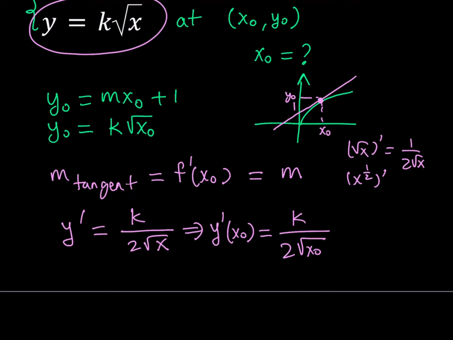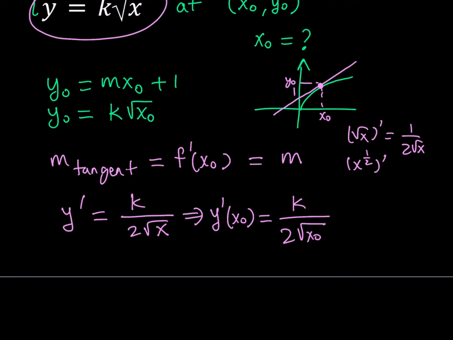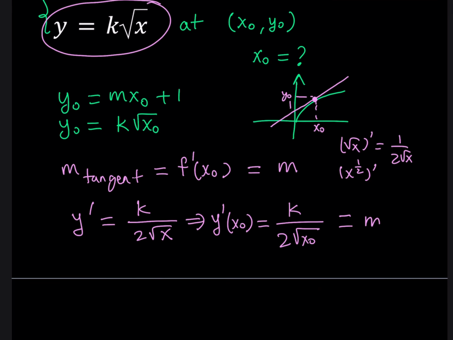So this is the slope of the tangent line, which is the first derivative at x0. And of course, it is equal to m, because we said that the derivative of the function at a point gives us the slope of the tangent, which is basically the heart of calculus. Great. Now, we did get another equation.